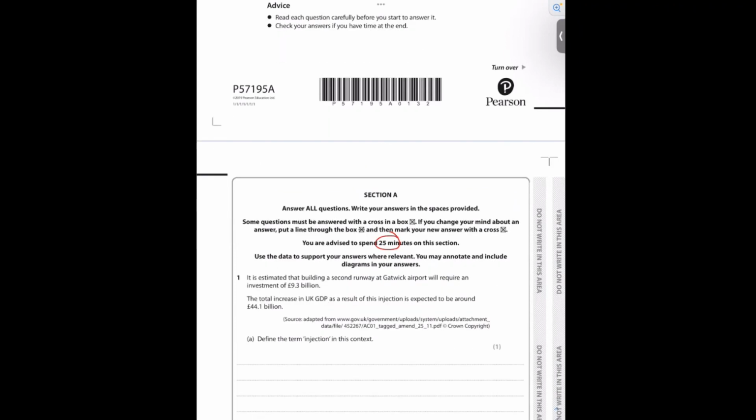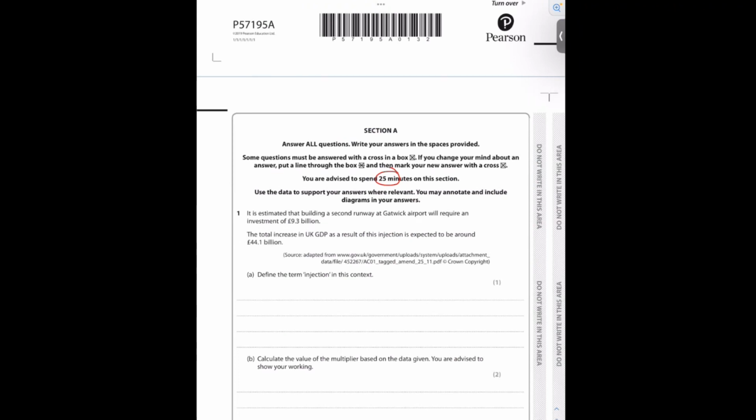Okay, so question 1. It is estimated that building a second runway at Gatwick Airport will require an investment of £9.3 billion. The total increase in UK GDP as a result of this injection is expected to be around £44.1 billion. Okay, and A, define the term injection.